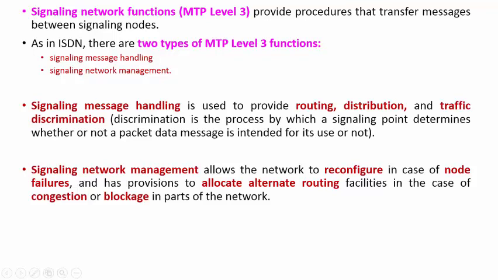Then signaling network management allows the network to reconfigure in case of node failure and has provision to allocate an alternate path or route in case of congestion and blockage in the network.